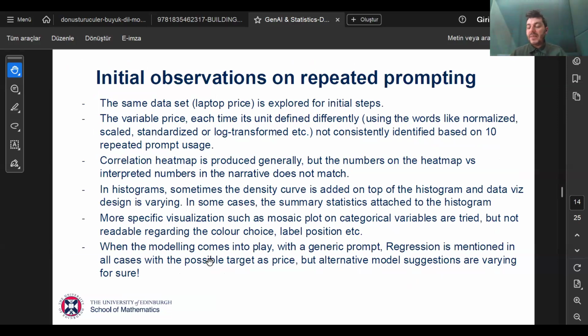Specifically, the correlation heat map example was very surprising. Even if it can create the heat map by calculating the correlation, when you compare with the numbers written in the narrative or the interpretation, they sometimes do not match with the correlation values in the original data visualization outcome. For the histograms, for instance, from time to time, it is randomly adding the density curve, or sometimes adding certain summary statistics as vertical dashed lines without being asked. These types of randomness can appear.